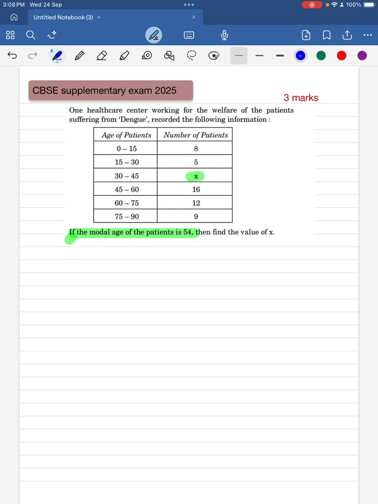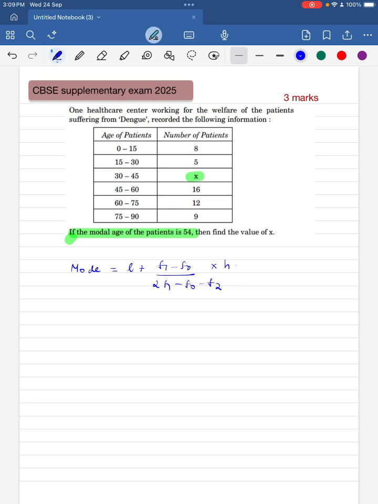So let's start off by writing out the formula to find the mode. Mode can be found by using the formula L plus (F1 minus F0) divided by (2 times F1 minus F0 minus F2), times H. Now, all we have to do is substitute these values in correctly. They've given you that the modal age of the patients is 54, right?